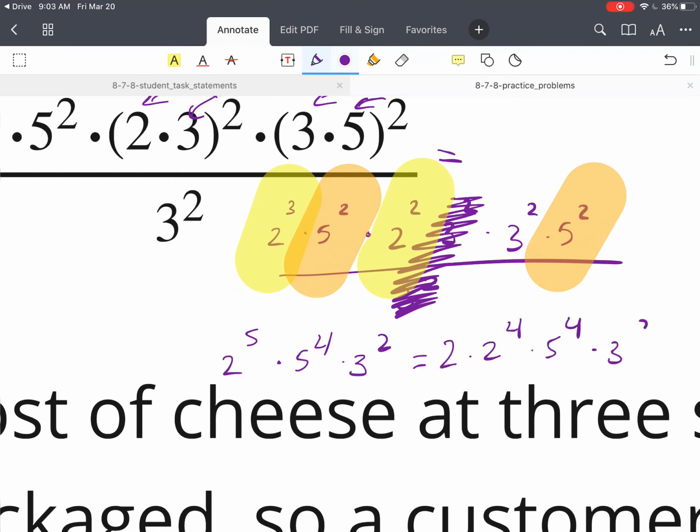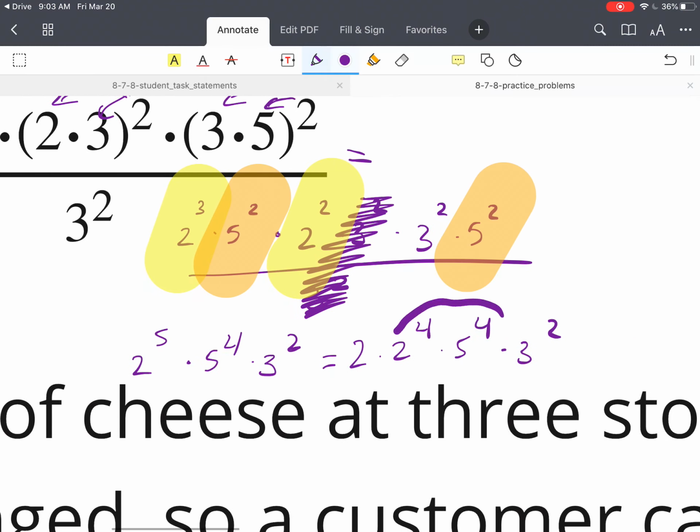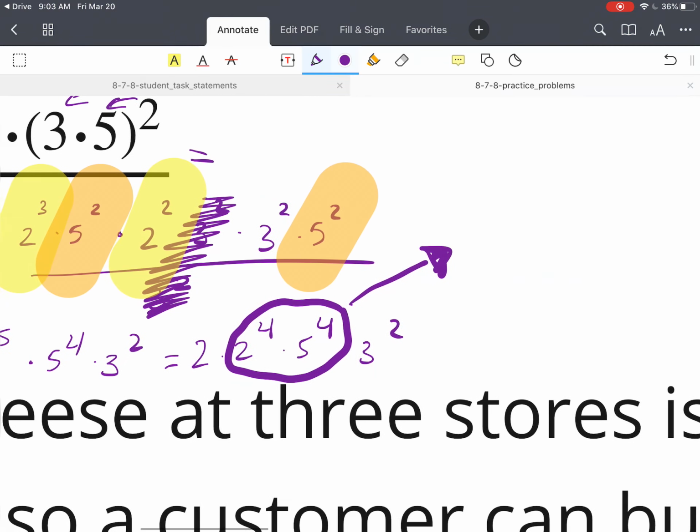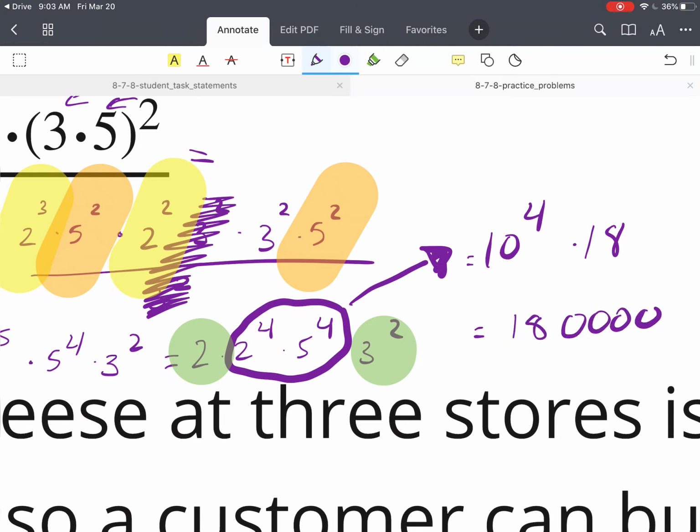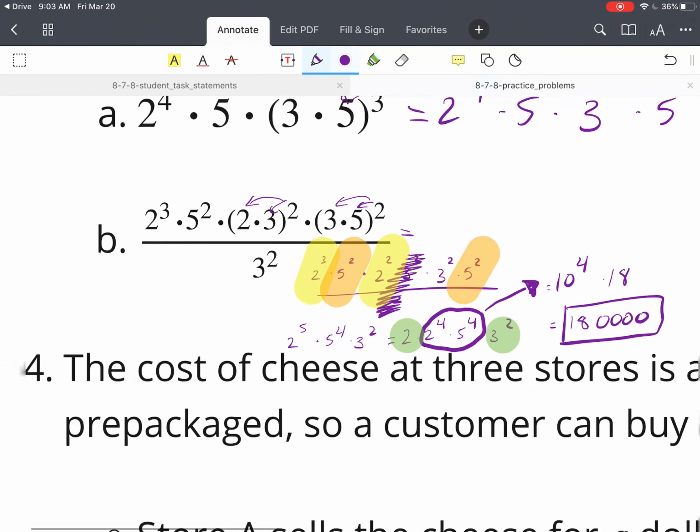So I can write 2 times 2 to the 4th times 5 to the 4th times 3 squared. This right here, that's going to be 10 to the 4th, right? Because 2 times 5 is 10. And so we are left with, let me use green with this, 3 times 3 is 9, times 2 is 18. So this is 18 followed by 4 zeros.